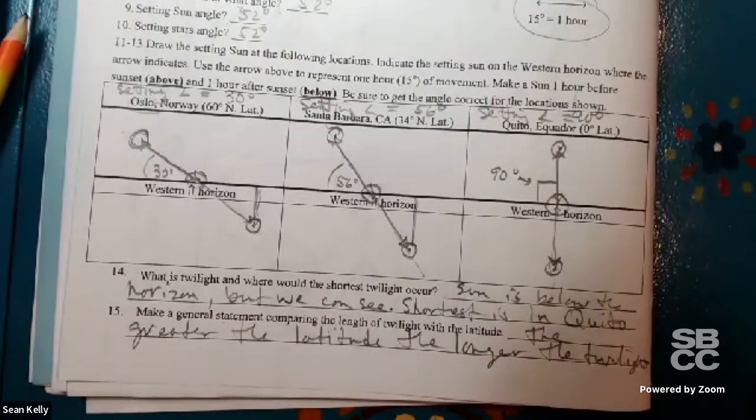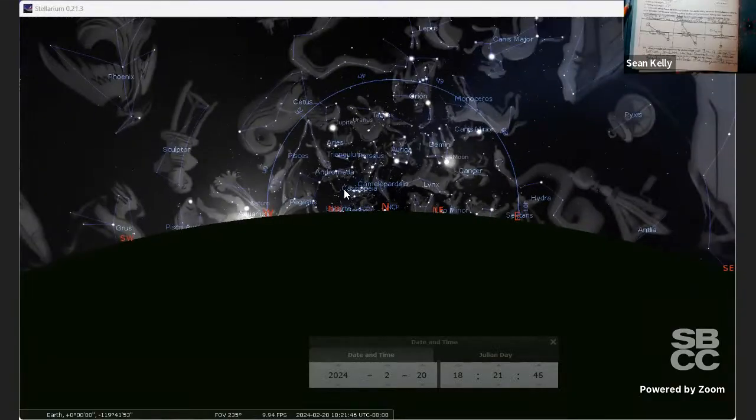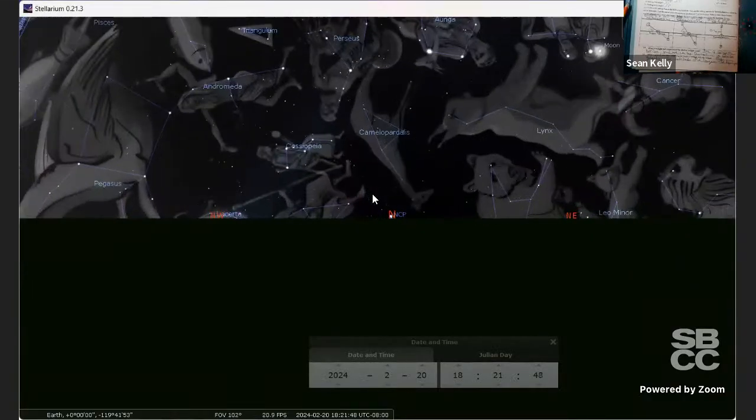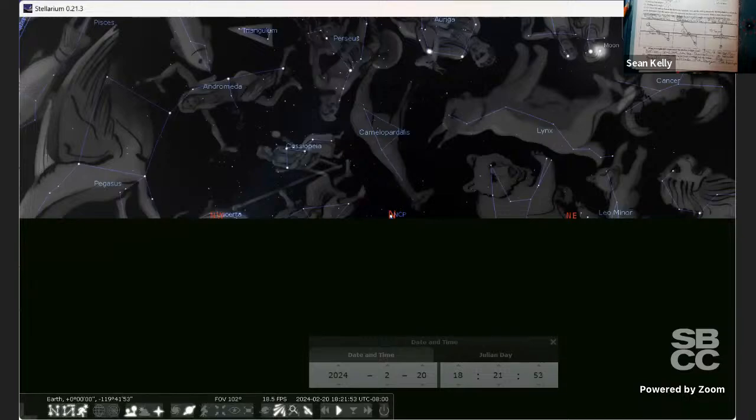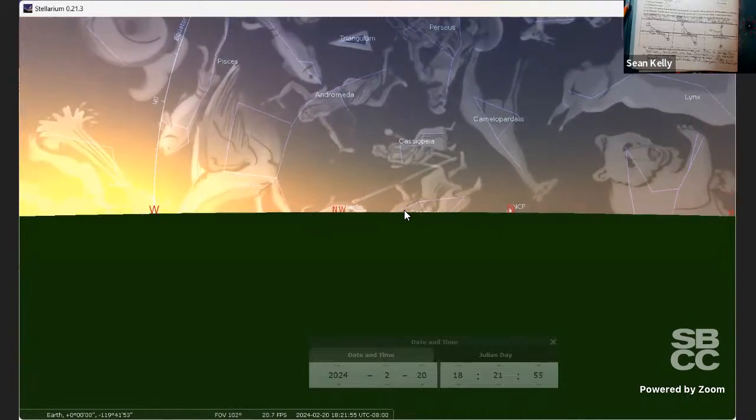Okay, so I have a couple things I want to do with you. I want you to see this for yourself. And so I'm going to go back to Stellarium, but I'm going to do something a little different. I think I'm still on the equator. I'm going to turn on the atmosphere again so that I can see. Oh, there it is.